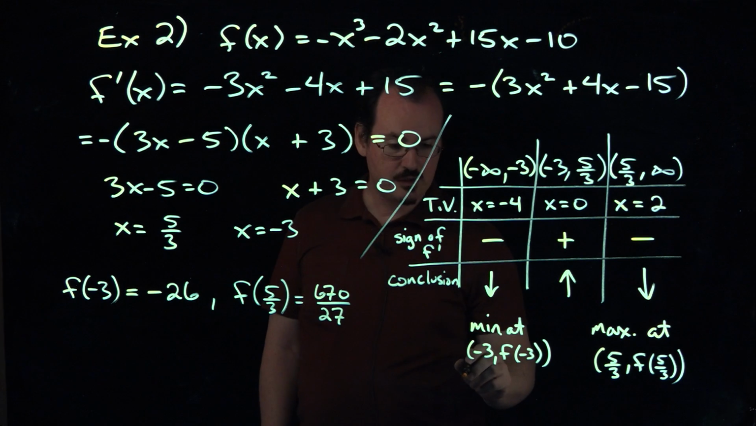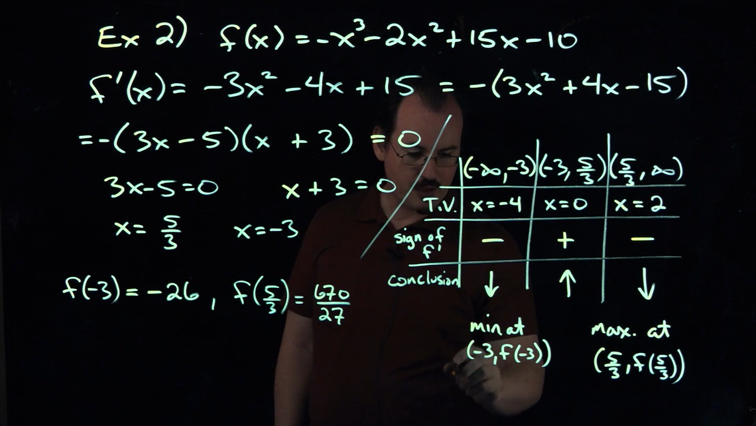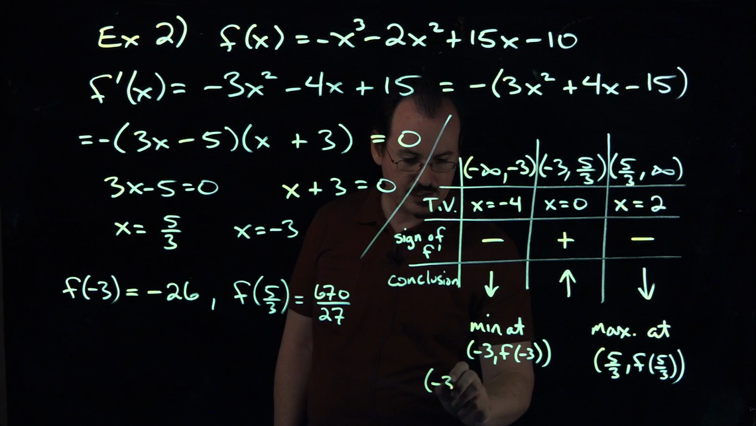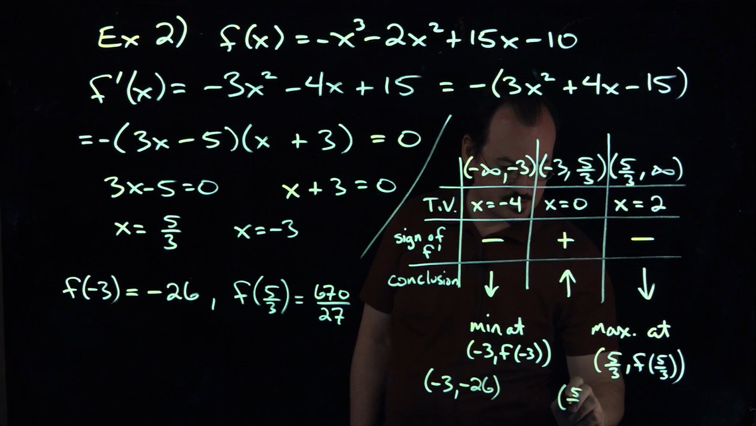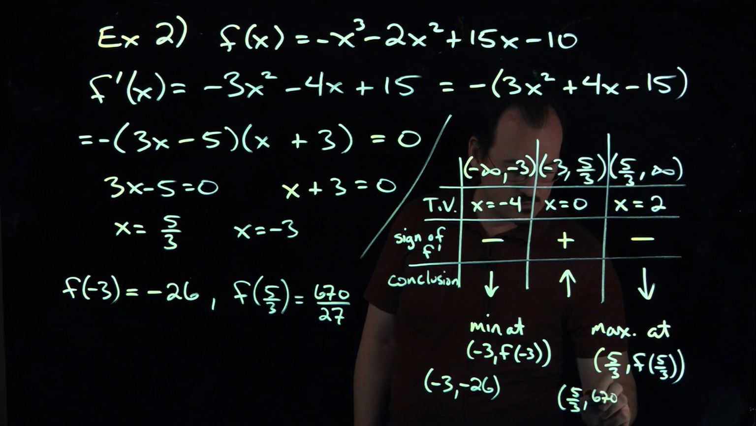So what we can conclude finally here is that our minimum value is at -3, -26, and then our maximum value is at 5/3 and 670/27.